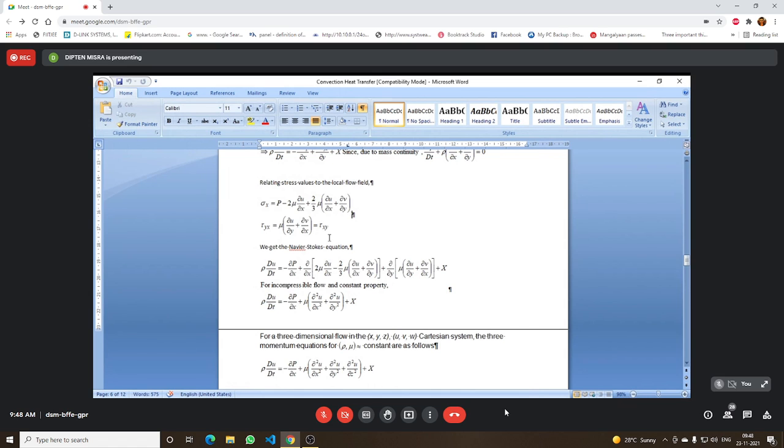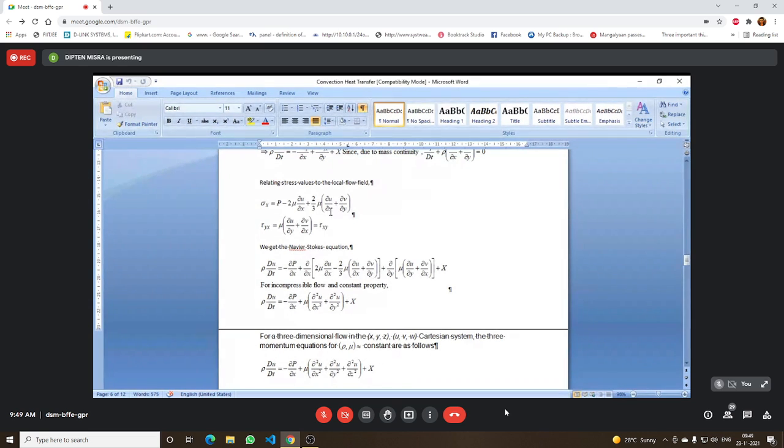Also, it can be shown that if you take a moment of the two forces on a body under equilibrium, it will come out that tau yx is equal to tau xy. And also through the form of this equation, it has to be like this, okay? Because tau yx is equal to del u del y plus del v del x, tau xy also will be the same thing.